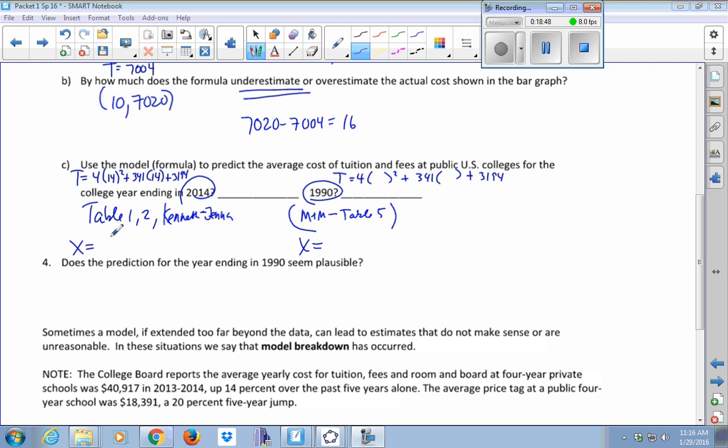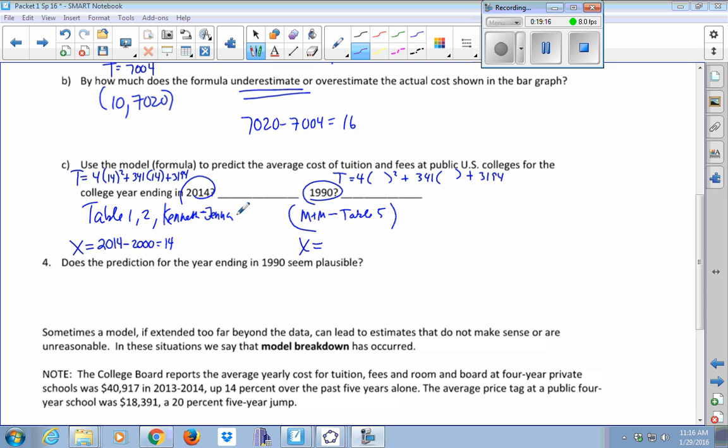All right, so someone from table 1 or 2, or Kenneth, Jenna, would you like to tell me what you used for your value of X? 14. And you get that by taking the year that you're interested in and subtracting 2,000 from it. And you get a positive 14 because it says that it's 14 years into the future, beyond the year 2000, right? If it's positive, you're looking at years into the future, okay?